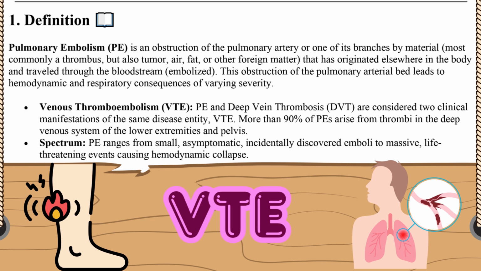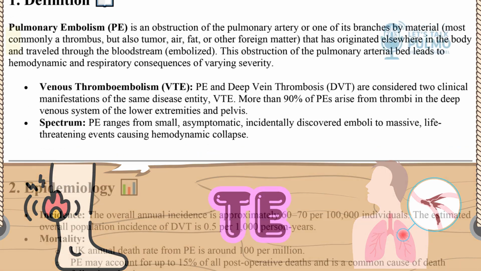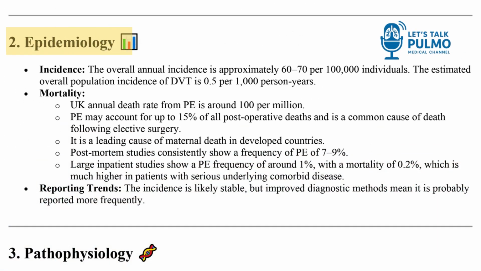Given how common this sounds, what do we know about the numbers? How often does PE happen? Well, looking at the epidemiology, the estimates are around 60 to 70 cases per 100,000 people each year. And in terms of impact, it's significant. PE might be responsible for something like 15% of deaths after surgery. Plus, it's a leading cause of maternal mortality in developed countries. Wow, those are really quite stark figures.